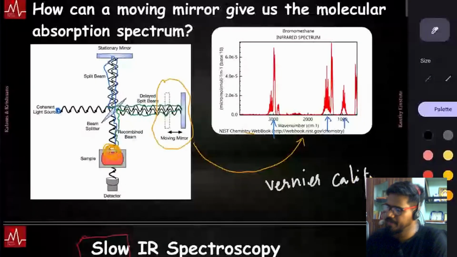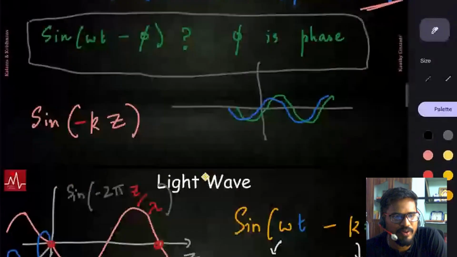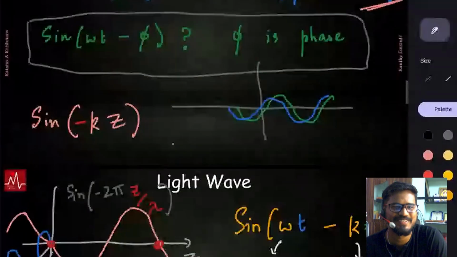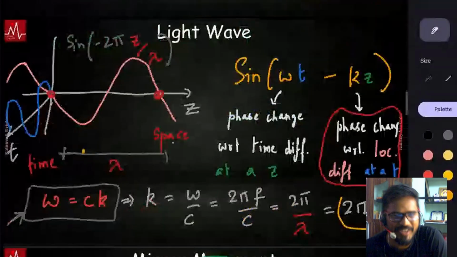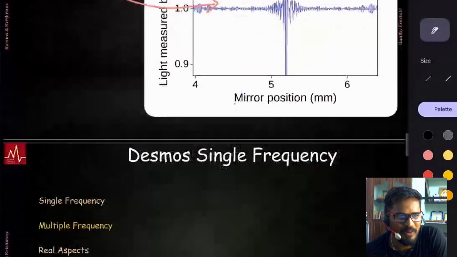Okay, with that, quickly, any other questions? Some of you are wondering, is this there in the GATE syllabus? We didn't do anything advanced. This is like sine, omega, f, c, lambda, wave number. This is there in the GATE syllabus. FTIR is also there in the GATE syllabus, and all the math we did is there in the GATE syllabus.